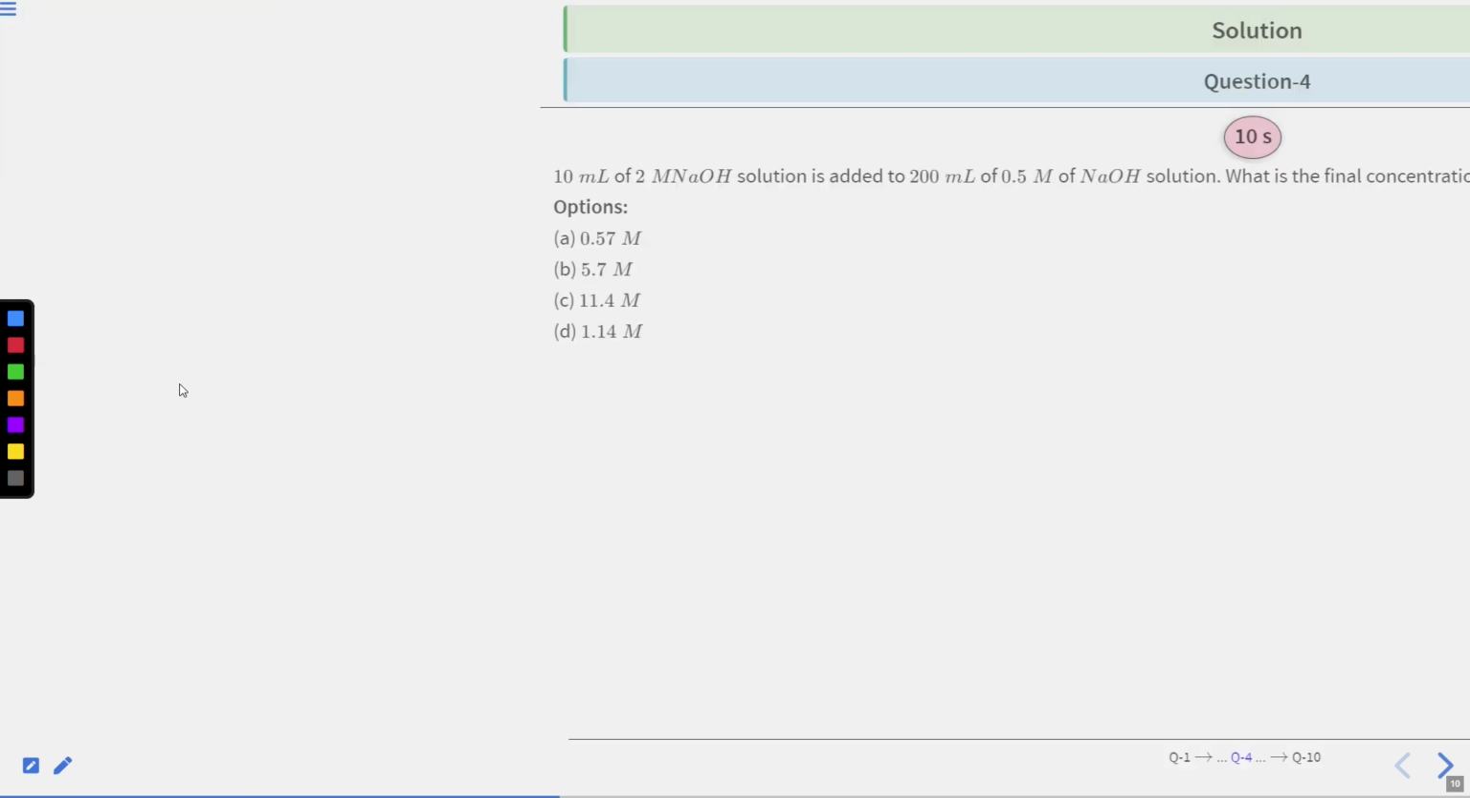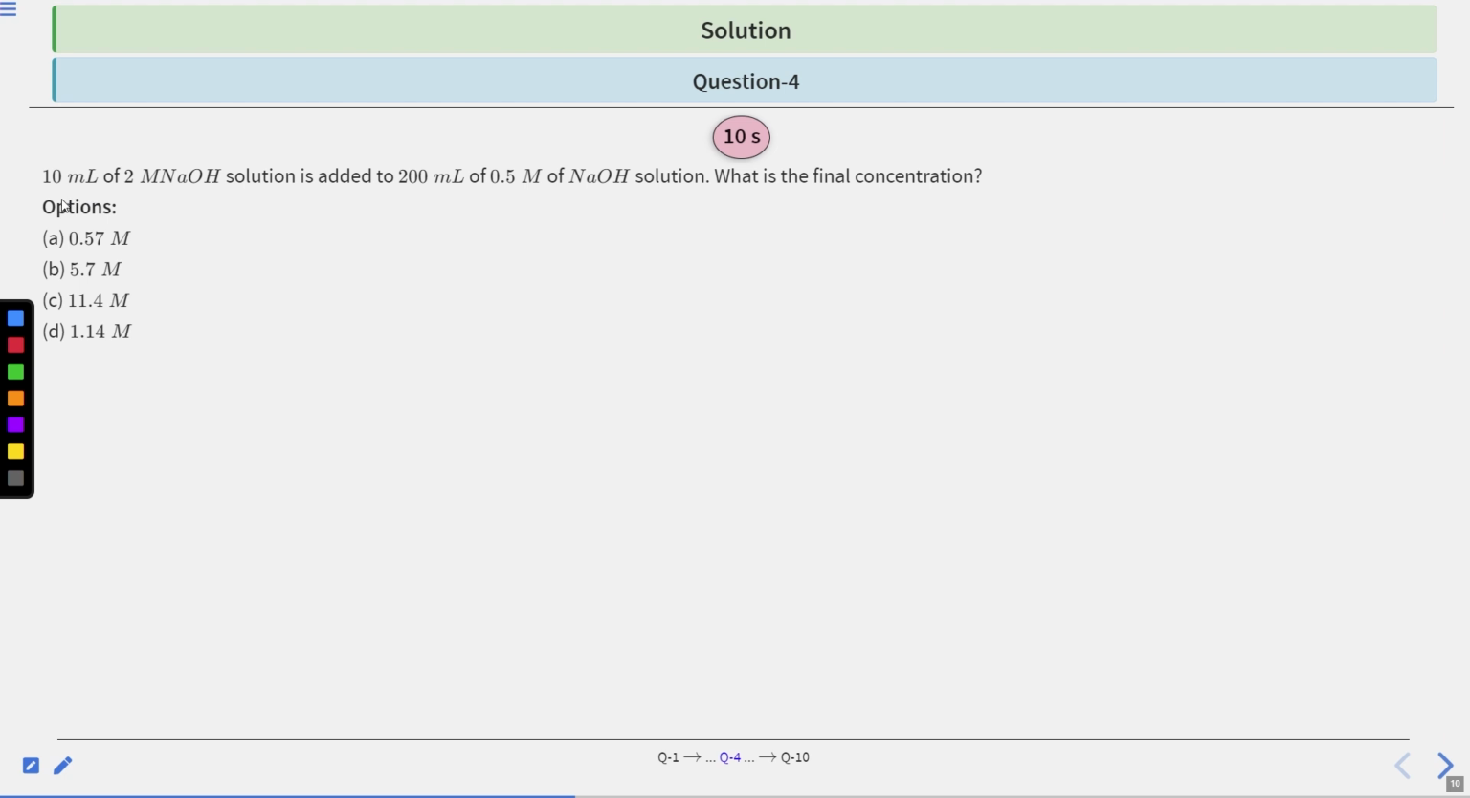Okay. Let's see the next question, which is question number 4. 10 milliliter of 2 molar NaOH solution is added to 200 milliliter of 0.5 molar NaOH solution. What is the final concentration? The same thing is happening here. Two solutions are mixing together having different molarities and different volumes, so we have to find the final concentration of the solution. Options are 0.57 molar, 5.7 molar, 11.4 molar, 1.14 molar. So you have 10 seconds to solve this question. After that, we will see the answer.